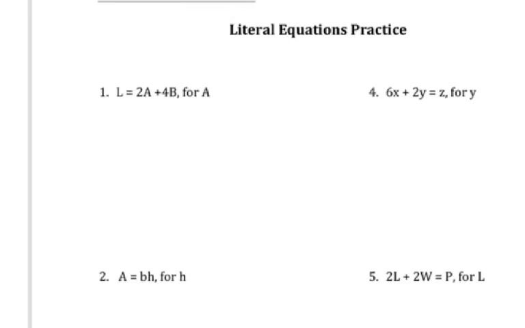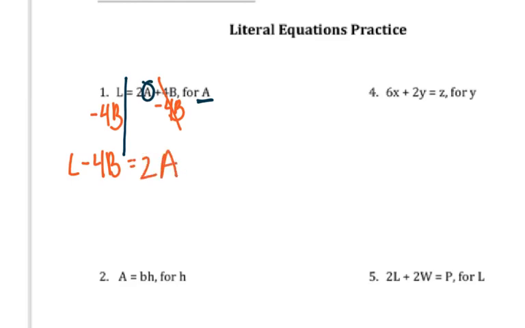So our notes for what we do, if we're solving for a, I need to circle the a, and I need to move everything out of its way. Start with the term that is not attached. Get a by itself. Last step. Now that a is alone, a equals L minus 4b all over 2.